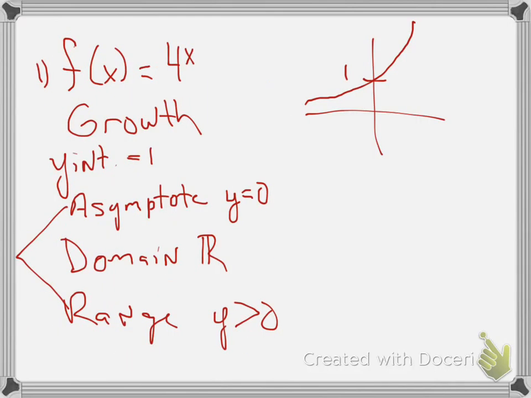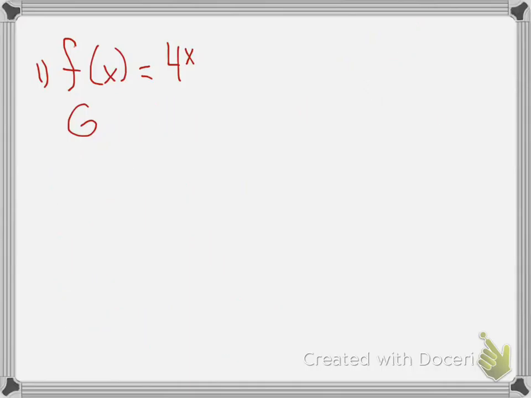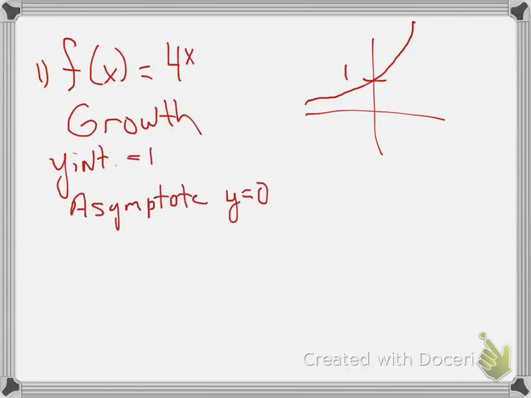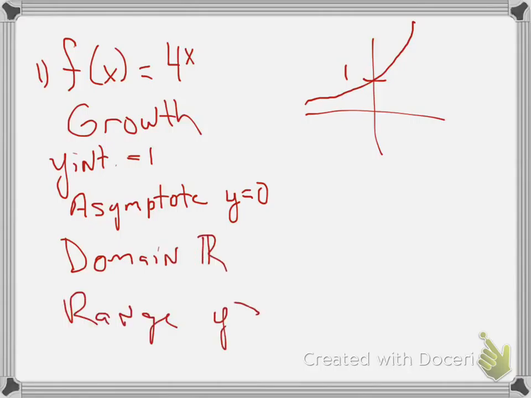Let's back it out a bit. So we have 4 to the x power. Because of the number 4, that means it is a growth. The y-intercept is going to go through 1 and the asymptote is going to get close to 0. So the y-intercept is our standard y-intercept. Asymptote is also standard, y equal to 0. Domain is going to be all real numbers and the range will be y greater than 0. Keep in mind that the asymptote and the range are the same.